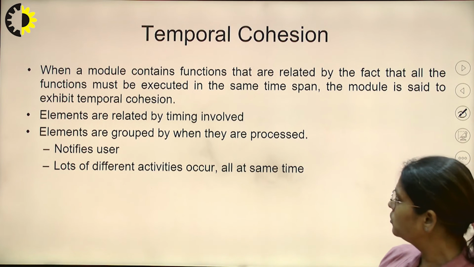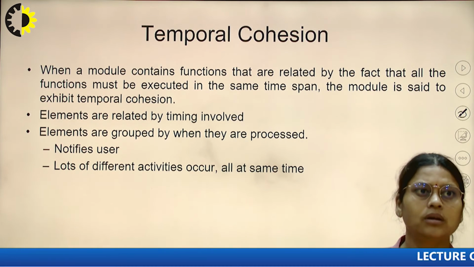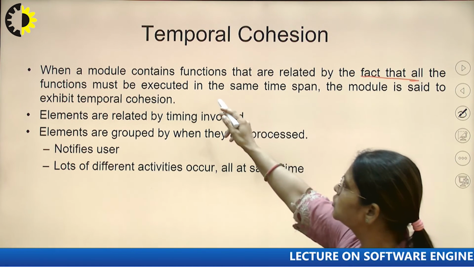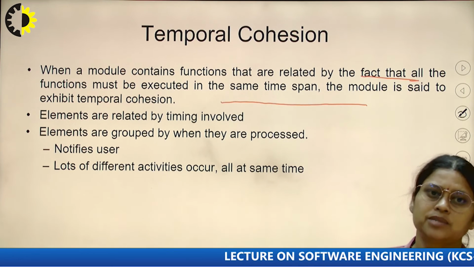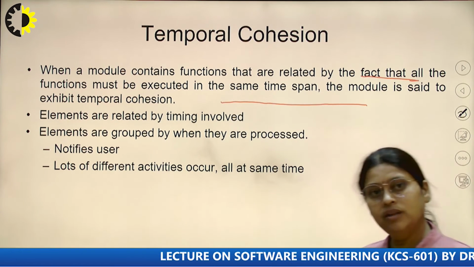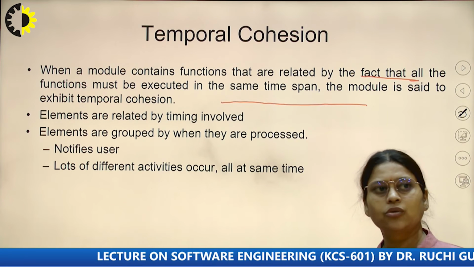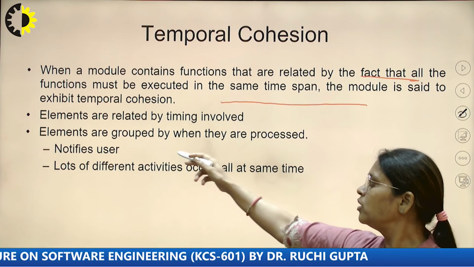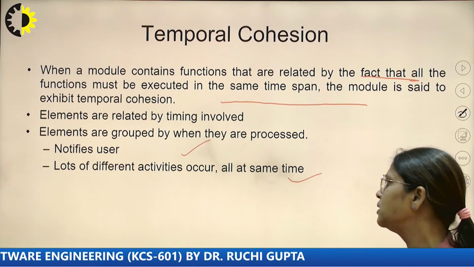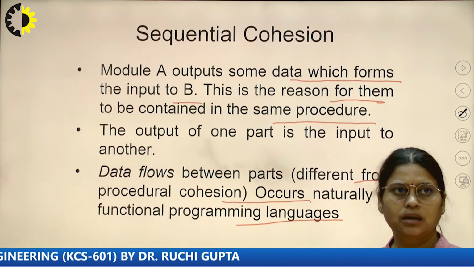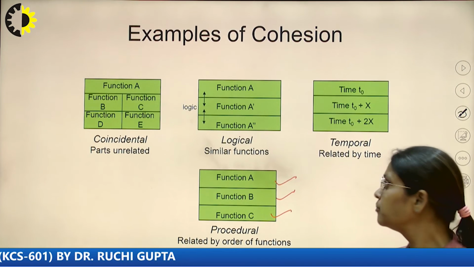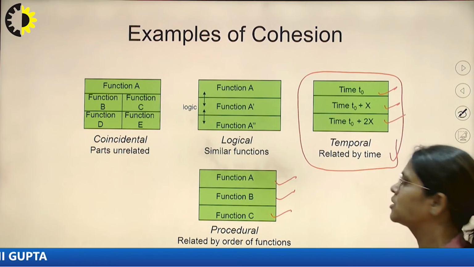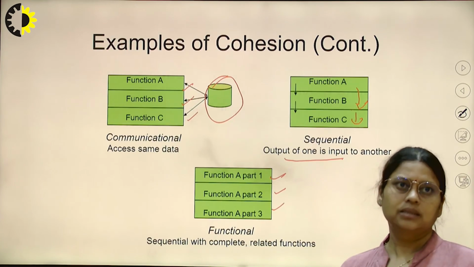A module contains functions that are related by the fact that all the functions must be executed in the same time span. Suppose all the functions are to be executed in the same time span, then it is temporal cohesion. For example, notifying the user, where lots of different activities occur at the same time. So this is an example of temporal, related by the time t0 plus x, t0 plus 2x. This is temporal cohesion.